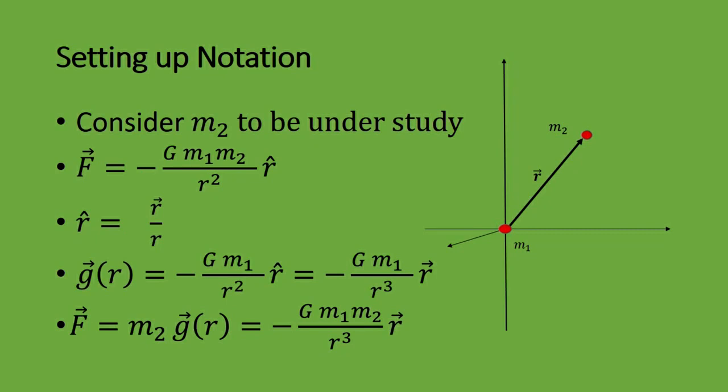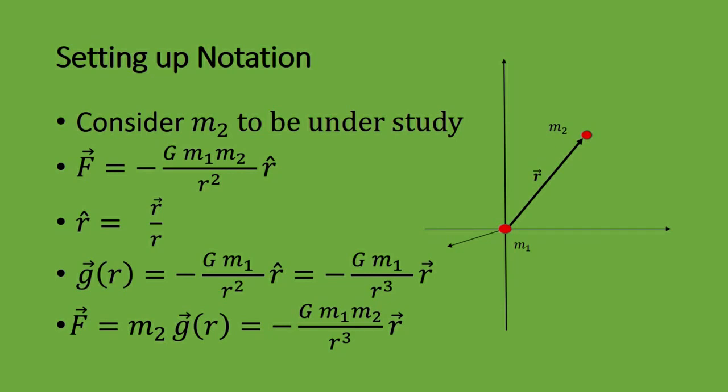Now, r unit vector is a vector which has the same direction as the position vector. However, it has a magnitude of 1. Now, this expression gives the magnitude and direction of the gravitational force acting on mass number 2. And it's clear that the force acting on mass number 2 should go opposite to the position vector, so it goes in the direction of mass number 1.